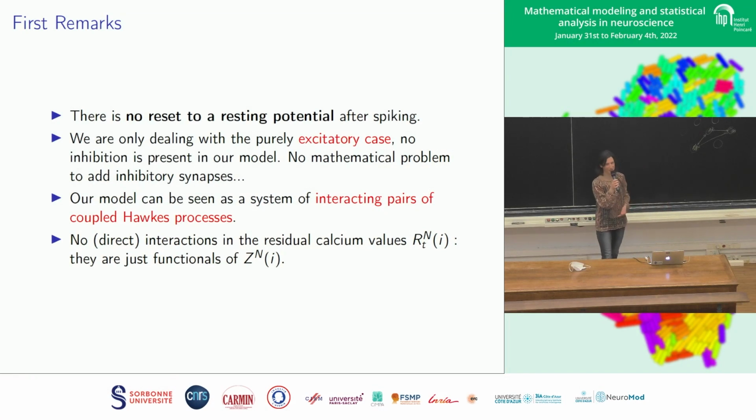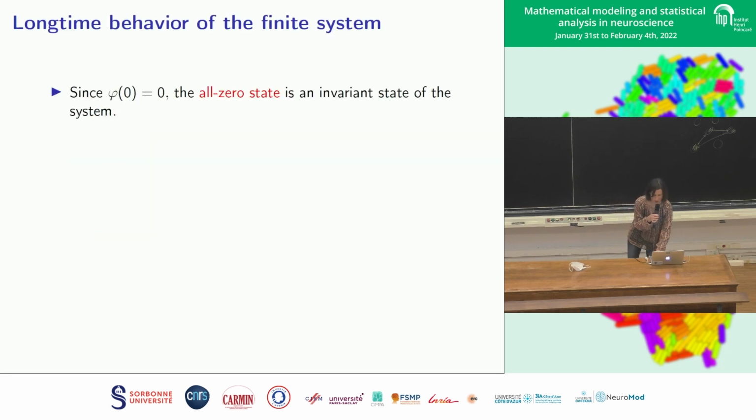For the people working on Hawkes processes, you can see this as a system of n interacting pairs of Hawkes processes. So the counting process for each neuron would be a Hawkes process. And then, of course, you have this dependency on the modulation factor, which is the residual calcium, but which is just a functional of the underlying Hawkes process. So it's a sort of 2n-dimensional Hawkes process, and so it's easy to study.